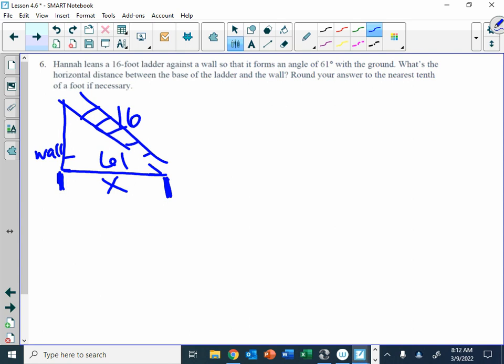The angle always goes right there. It's an angle of elevation because I'm climbing up the ladder. Even if it were an angle of depression, the angle's right here, but like we talked about, alternate interior, the angle will move right there. So it's always going to be right there.